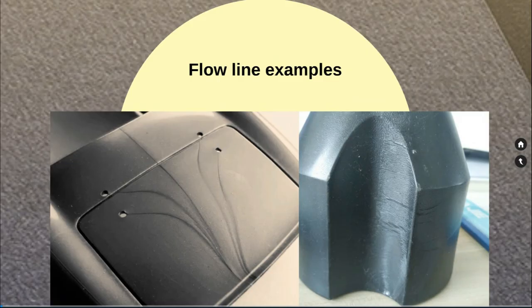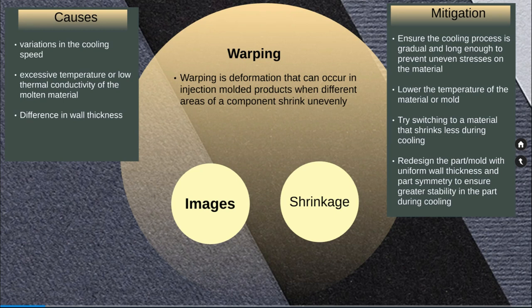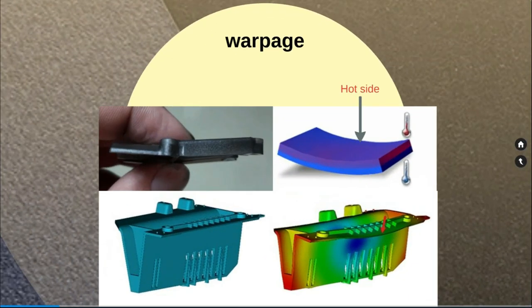Here you see some examples of flow lines. Next is warping. Warping is the deformation that can occur in injection molded products when different areas of the component shrink unevenly. That is basically caused by uneven cooling in two different areas of the part. So when there is different shrinkage in two different areas of the part, it can undergo warpage.